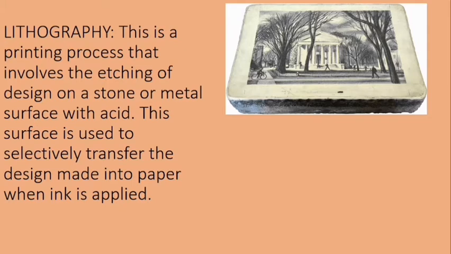What is lithography? This is a printing process that involves the etching of design on a stone or metal surface with acid. This surface is used to selectively transfer the design made into paper when ink is applied. Here is a good example of lithography, a landscape drawing of an architectural building and people walking around, trees around. Is a good example of a landscape drawing on a lithography stone.